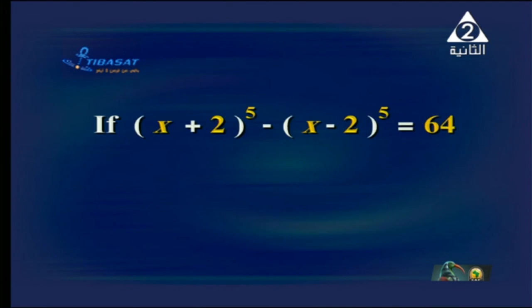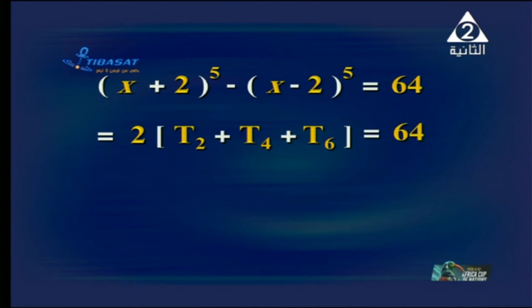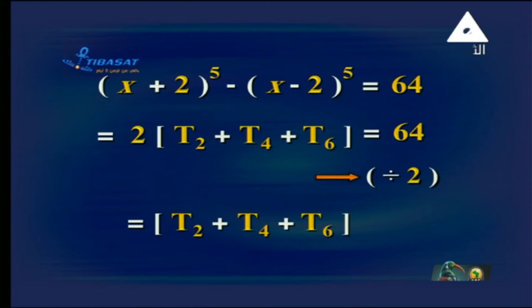My dear student, look at the important example. If (x + 2)^5 minus (x − 2)^5 equals 64, find the value of x. Look, by using the rule, solution. Remember, the difference between two brackets gives the even terms: 2 times (T2 plus T4 plus T6) equals 64. Divide both sides by 2. Then T2 plus T4 plus T6 equals 32.